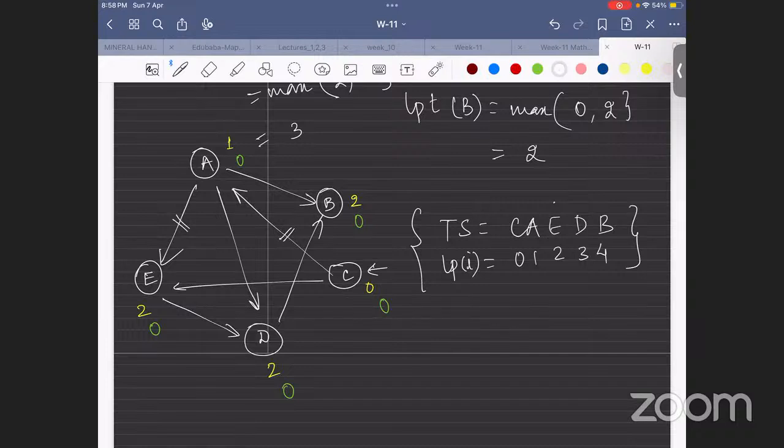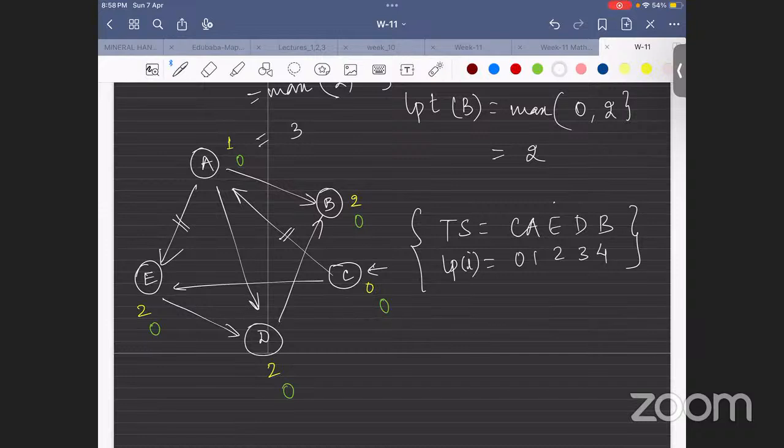So how will you reach from C to D? C to A to E to D. Yeah, CA, AE, and then ED. That will be okay. And similarly for B also, you can find the path. How will you reach it from C to B? That will have a length of 4. Okay. So this is how you do the topological sorting, and this is how you calculate the longest path. Is this clear to everyone?